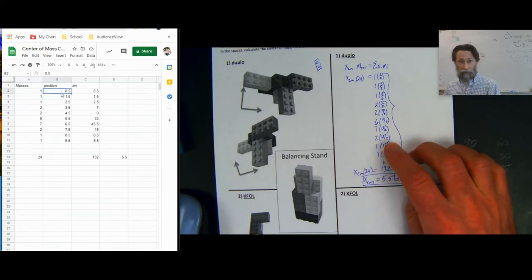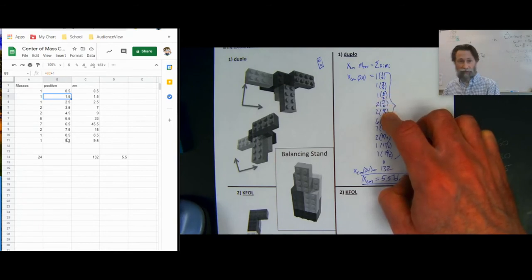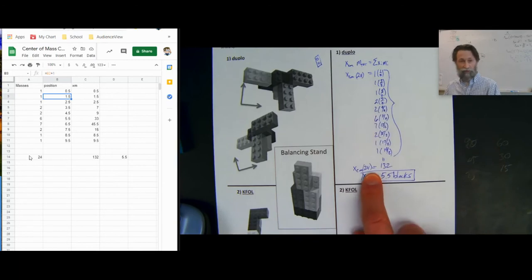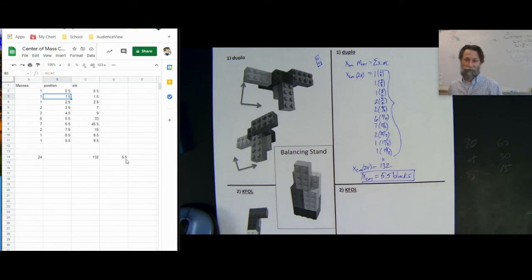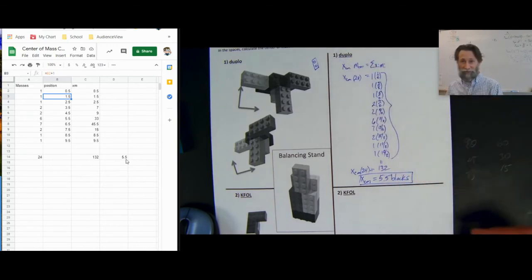Each of these were a half, a 3/2, and so I said that this is the one above plus 1, and that gave me 3/2, and then 5/2, and all the way down. And then remember that the sum of this is going to be my total mass, 24, and the sum of these times each other is going to be my right side, so I can take and divide those, and that's where I get the 5.5 value. So that is the DUPLO one, which is the kind of easy one.